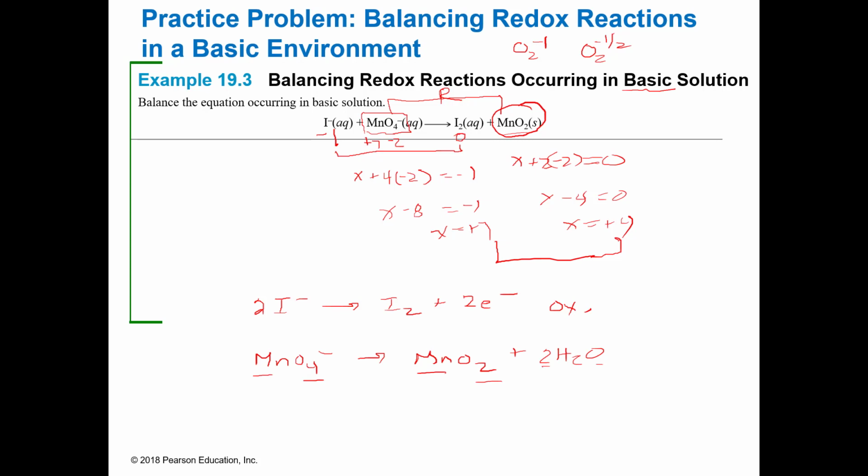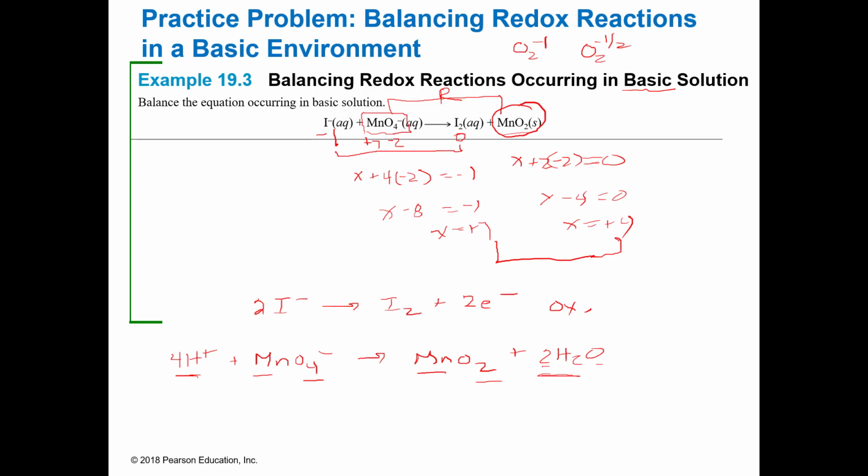But because I added water to the product side, I now have to add 4 hydrogen ions to this side. So that I've got a total of 4 hydrogen on the product side, and 4 hydrogen ions on the reactant side. So the manganese is balanced, the oxygen is balanced, the hydrogens are balanced. What's not balanced?